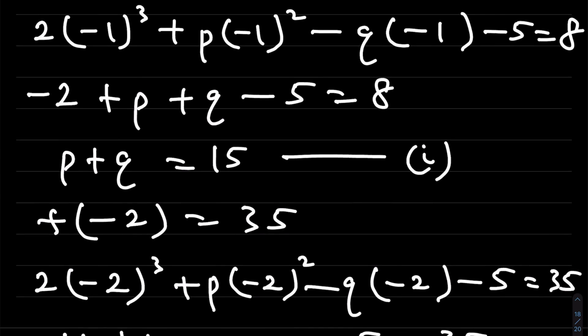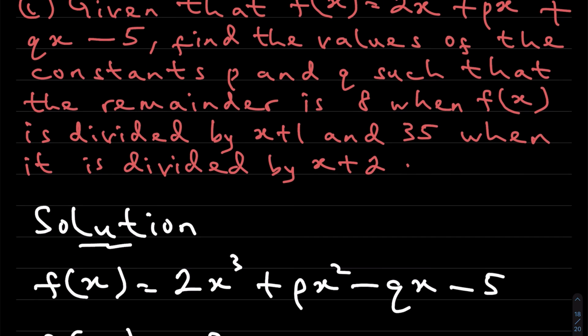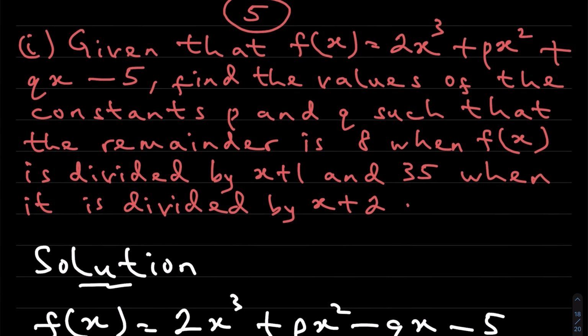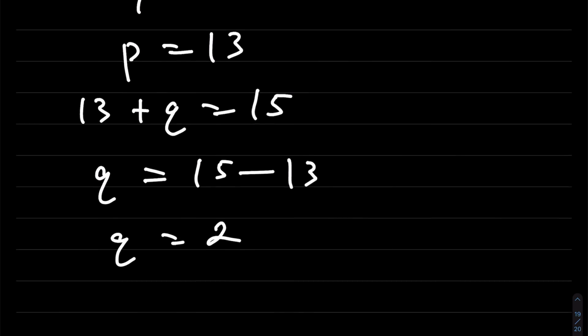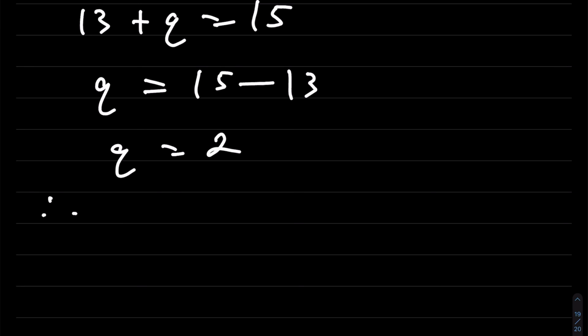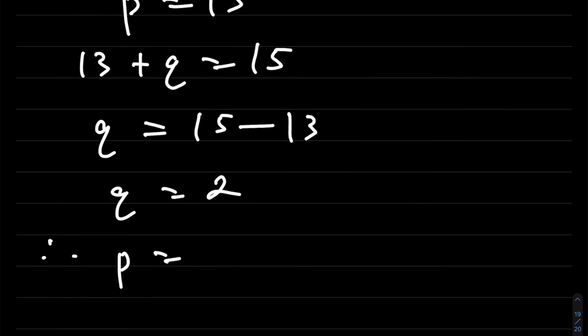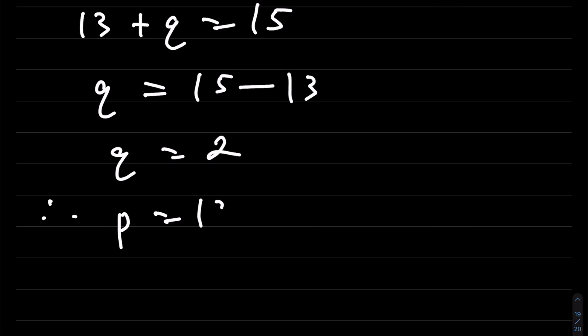Now what's the question? Find the values of p and q. Okay, and that's it simply. That's even a very simple one. So p is therefore equal to 13, and q is equal to 2. So that's it.